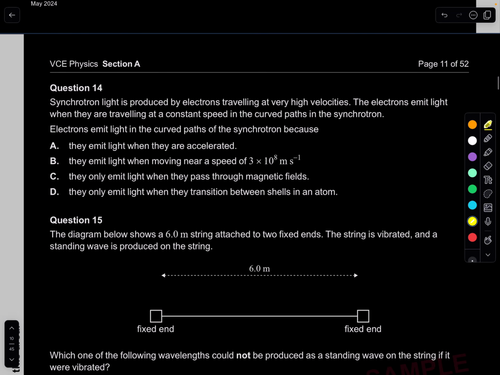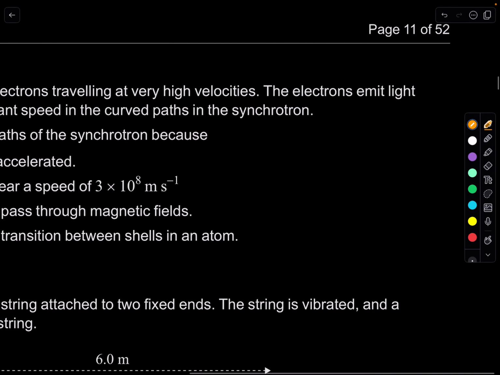All right. Question 14. Cyclotron light is produced by electrons traveling at high velocities. The electrons emit light when they are traveling at a constant speed in a curved path in a cyclotron. True. Electrons emit light in a curved path of a cyclotron because what? Beautiful question. This is kind of theory, but this is what it is. I want to explain how a cyclotron basically works.